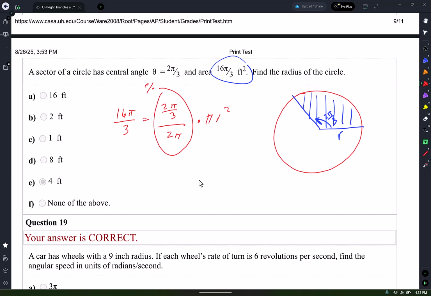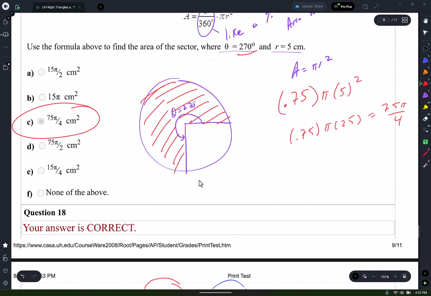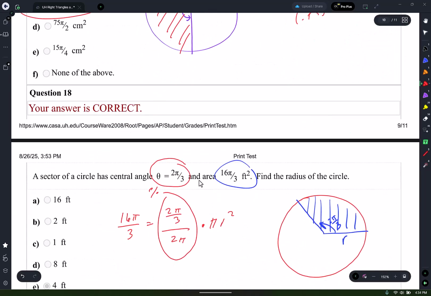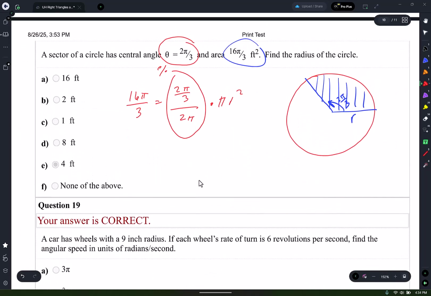How did you get 2 pi over 3? They gave it to me. And then why did you get over 2 pi? Okay, because remember on the last one, they told me that this is like a percentage times pi r squared. But this is for degrees. What if I'm in radians? How much is 1 revolution? 2 pi. So I put it over 2 pi because, context clues, that's like a percentage.